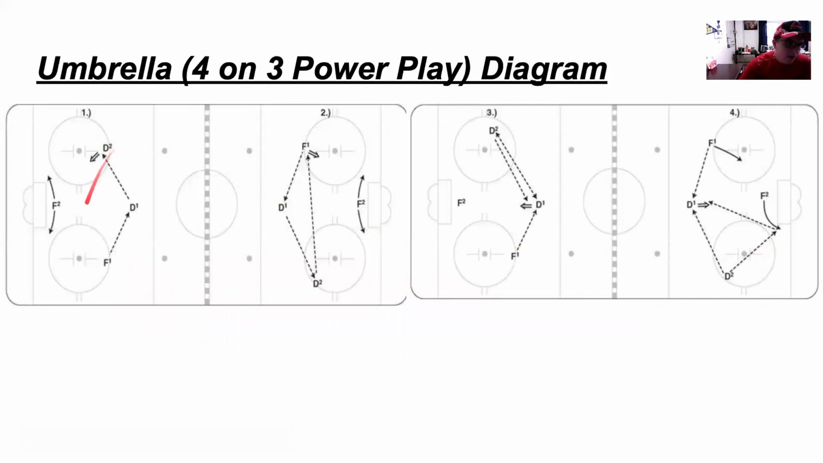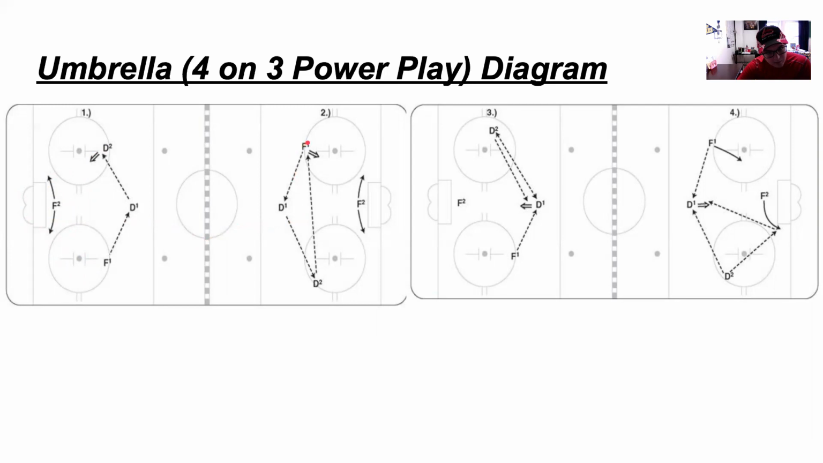So if we go here, we have play number 1. F1 passes to D1, D1's going to pass to D2. So we want that triangle. That's what they're talking about right here. See how it's kind of a triangle? F1's going to pass to D1, D1's going to pass to D2, and D2 is going to take that one-timer while F2 is screening the goalie and looking for the rebound.